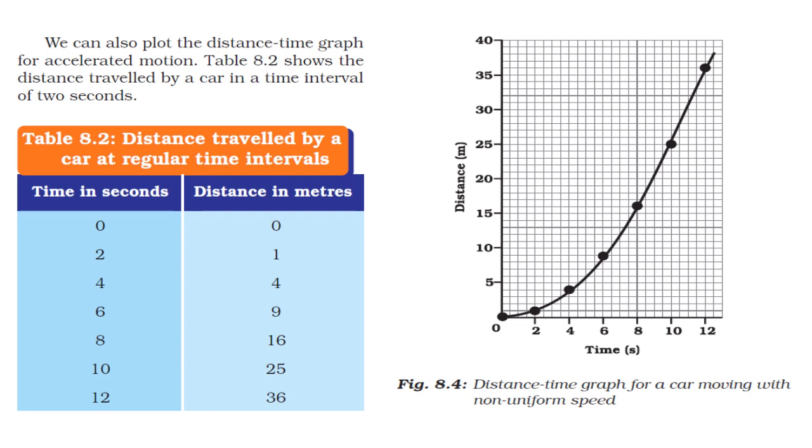And the last is, when the object is at rest, then the distance time graph is a straight line, but that straight line is parallel to the time axis. So this is all about the distance time graphs for uniform speed, for non-uniform speed, and for the object at rest.